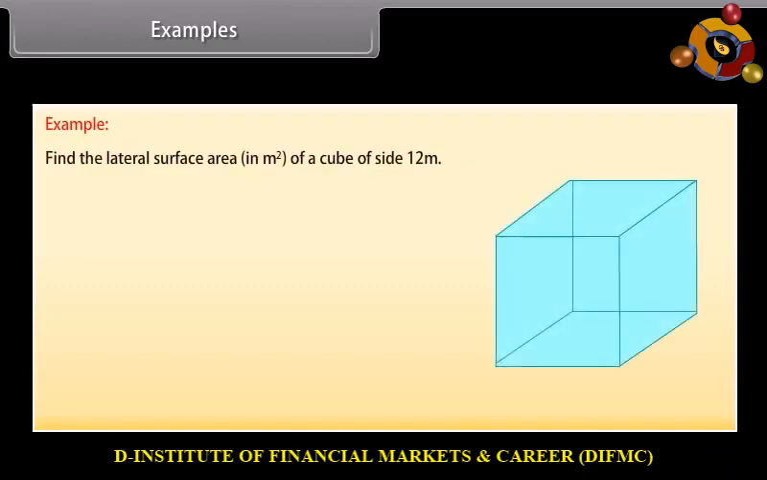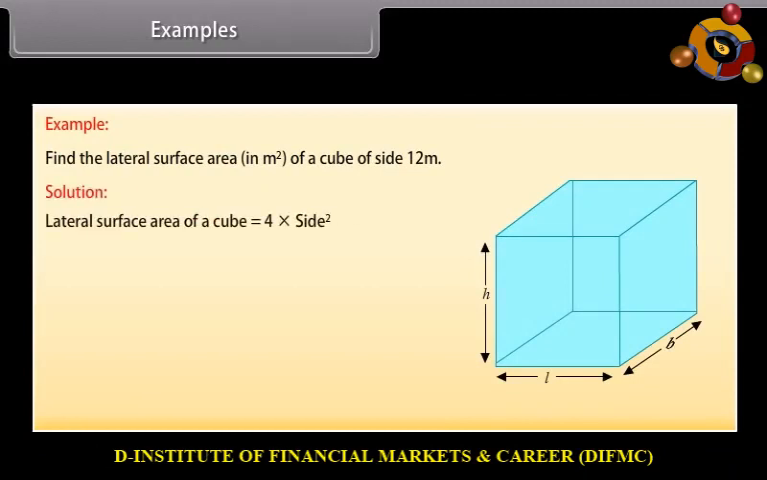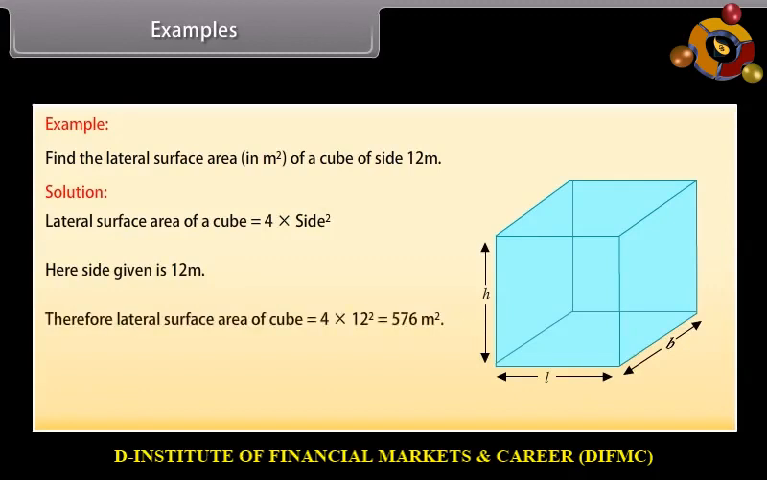Example. Find the lateral surface area in meters square of a cube of side 12 meter. Solution. We know that the lateral surface area of a cube is equal to 4 into side square. Here the side given is 12 meter. Therefore, the lateral surface area of the cube is equal to 4 into 12 square, which equals 576 meters square.